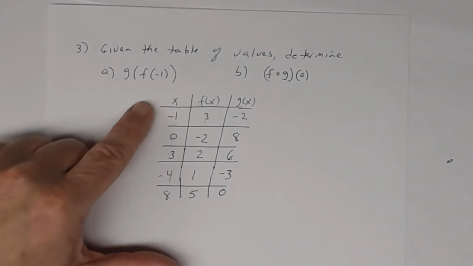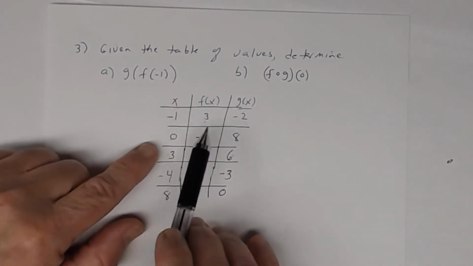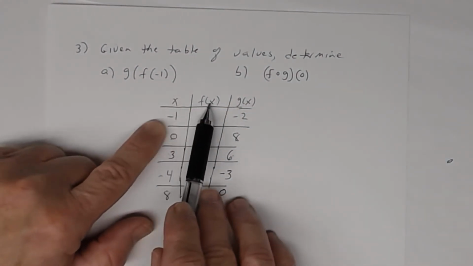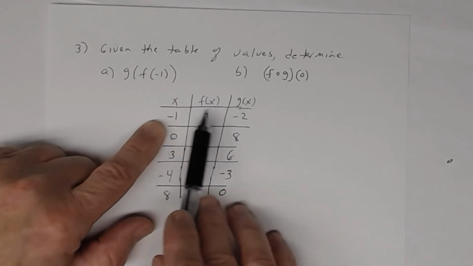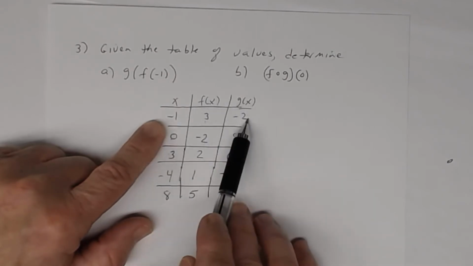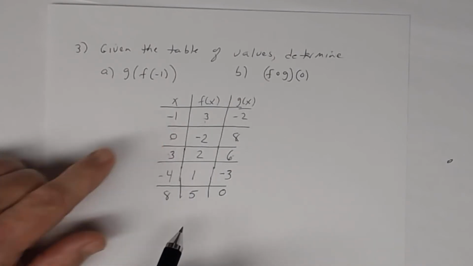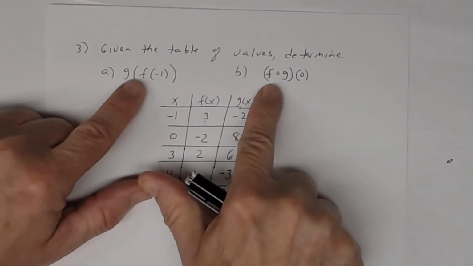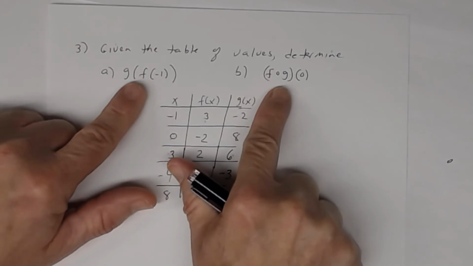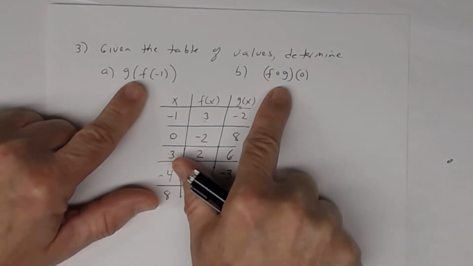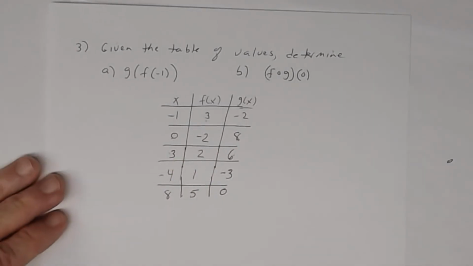Okay, so there are two things you want to find. Now remember what this means. This means that when x is -1, f of -1 is 3. When x is -1, g of -1 is -2, and so on. Just like in the first problem that we did. All right, so notice the notation looks different here, but those are all compositions. So you're dealing with composition of two functions. You're composing two functions. So let's look at part A.